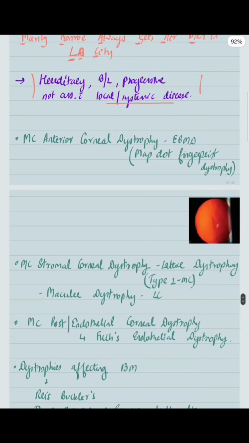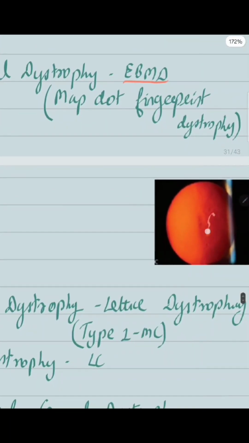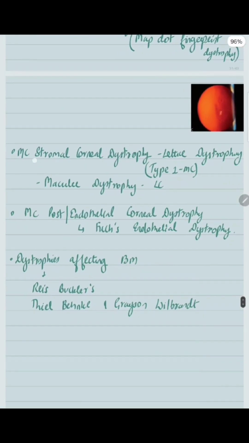More about corneal dystrophies. The most common anterior corneal dystrophy is epithelial basement membrane dystrophy. That is anterior epithelium, no? So epithelial basement membrane dystrophy is a map-dot-fingerprint like dystrophy. The most common stromal corneal dystrophy is lattice type 1. Least common is macular, autosomal recessive macular is the least common.